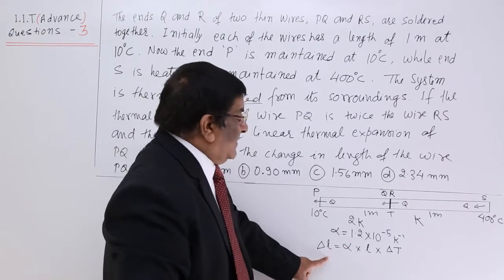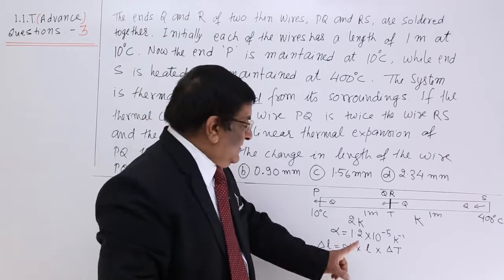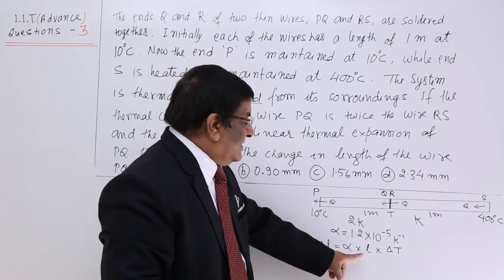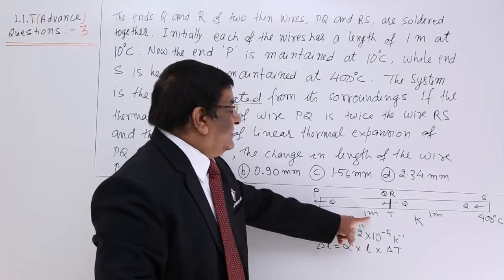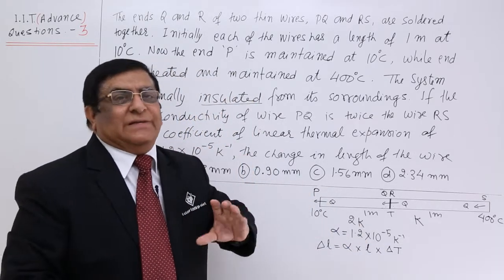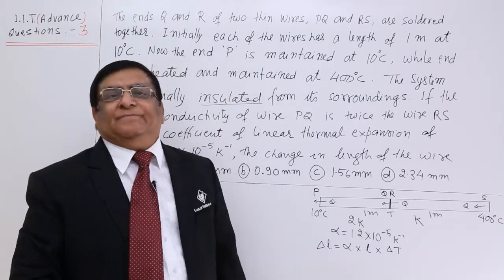This gives us the length. So we need three quantities: alpha, the coefficient of expansion, that is given to us; the length, that is given to us, 1 meter. Only one thing we need, delta T. What is the rise in temperature?